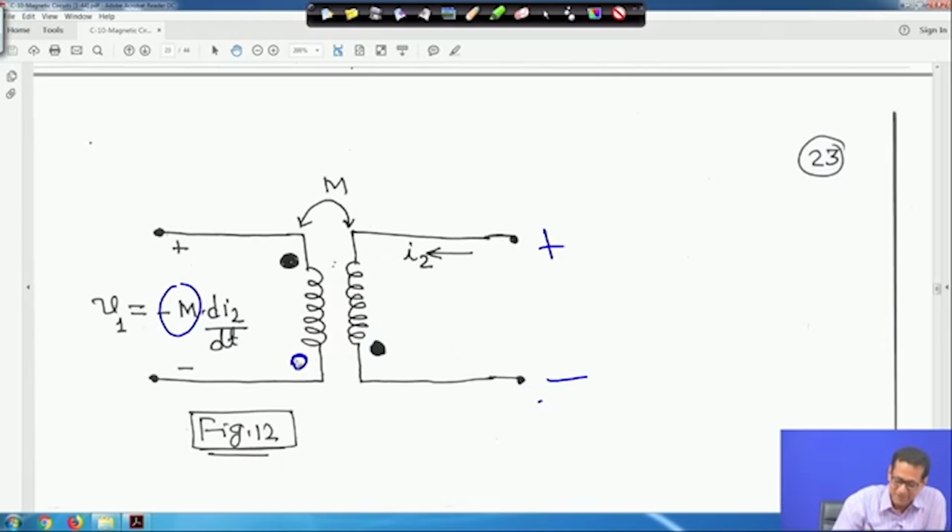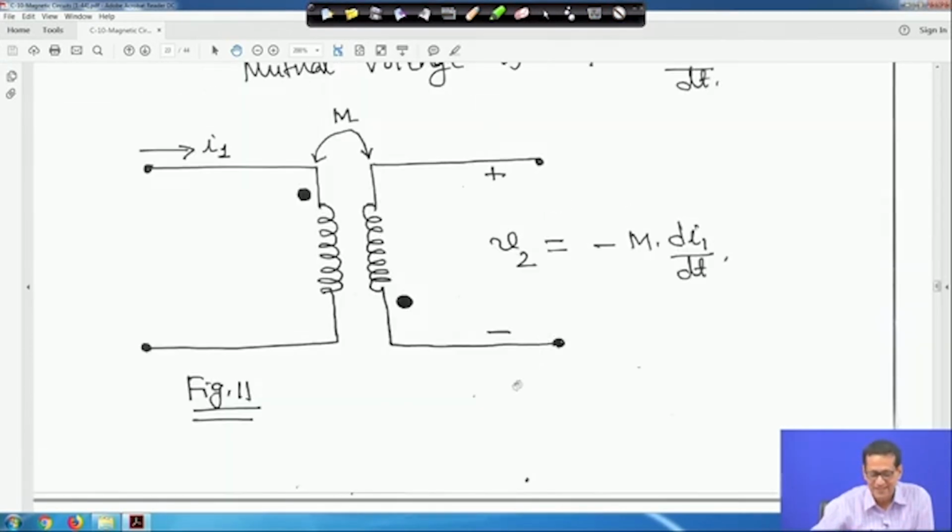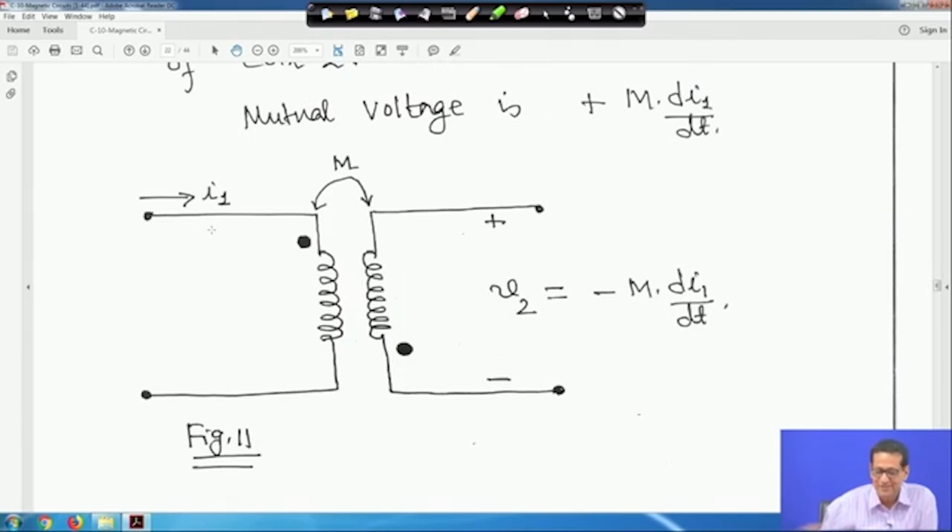Similarly, if you put the dot here and the dot here, so plus minus, it will be minus, right. So this way you can remember, right. Similarly, if you come to the previous two figures, if you mark this one, this is my plus, this is plus minus, so plus minus, look, minus has come. If you reverse the dot this way also, it will be minus, right.